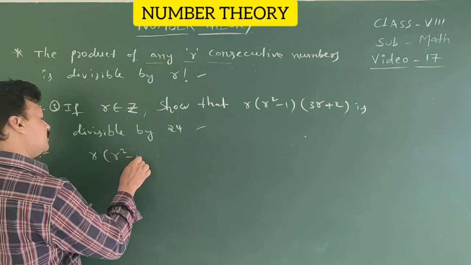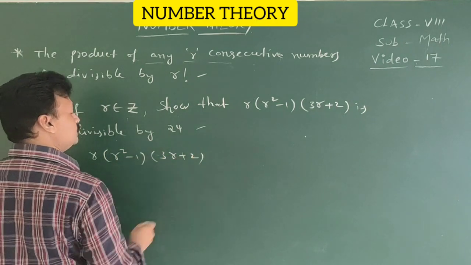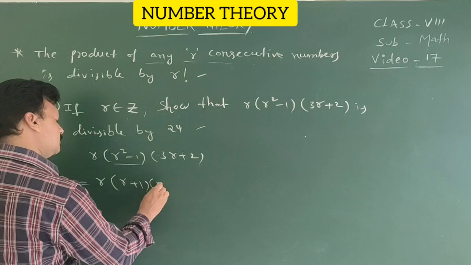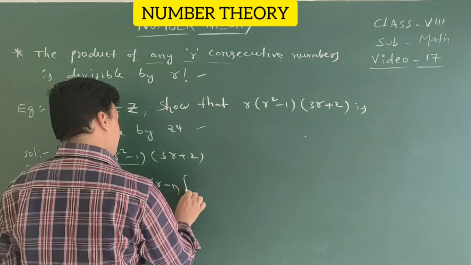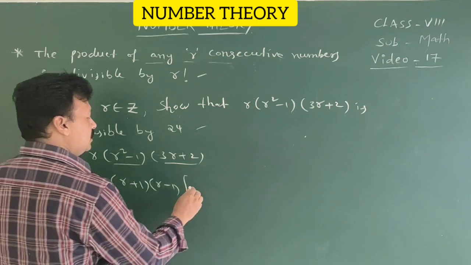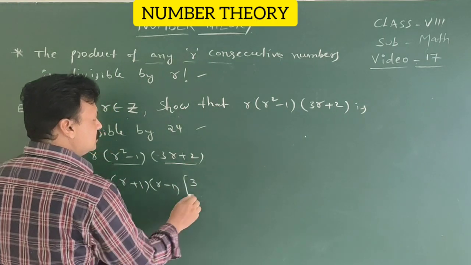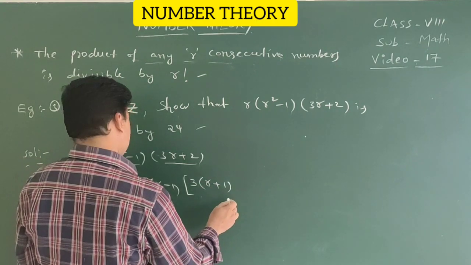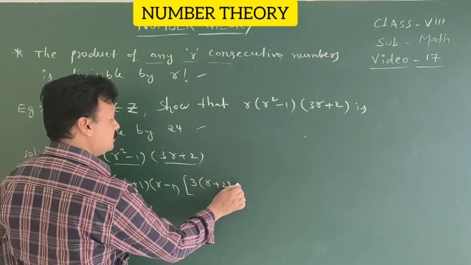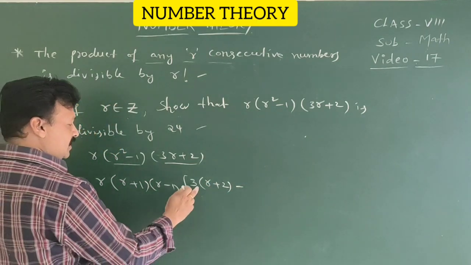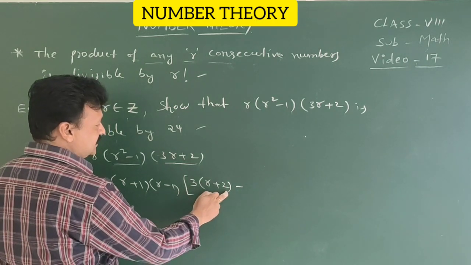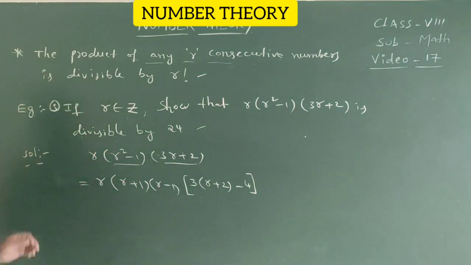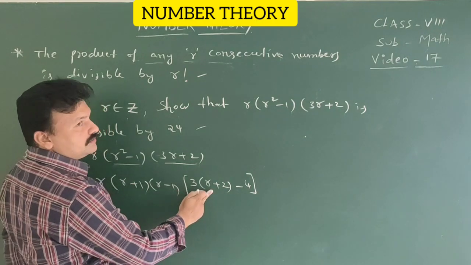So r into r square minus 1 into 3r plus 2. Here r into r square minus 1 means r into r plus 1 into r minus 1. Now 3r plus 2: we can write 3 into r plus 2, which gives 3r plus 6, but we have only plus 2, so we need to subtract 4. Okay, 3 into r plus 2 minus 4.